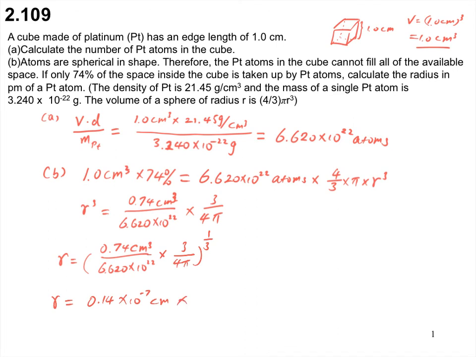We convert it into picometer. For each centimeter, we know it is 10 to the -2 meter, and we know that for each meter we have 10 to the 12 picometer. Therefore, finally, we have the radius of each platinum atom as 1.4 times 10 to the 2nd picometer.